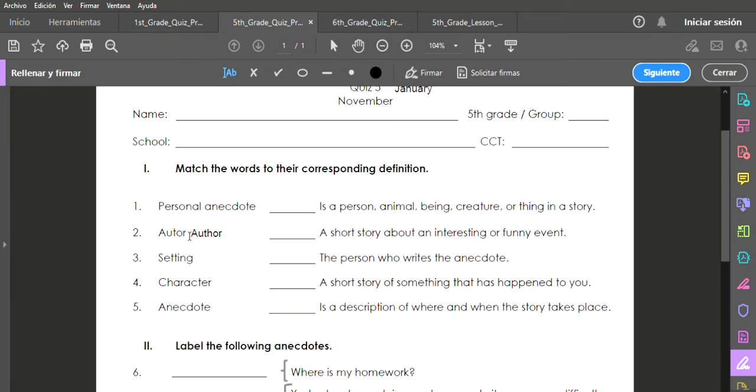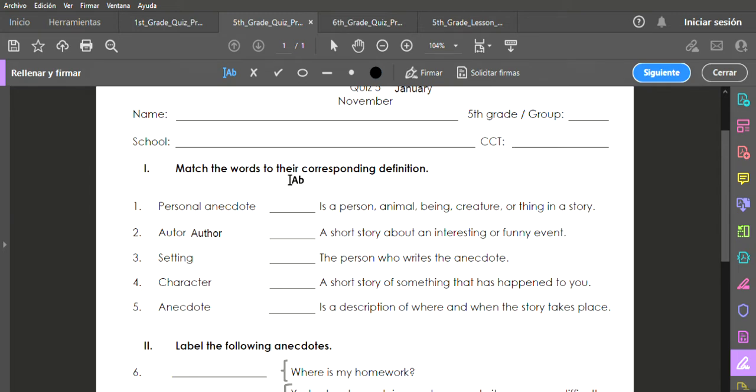Anécdota personal. Number 2, author. Autor. Number 3, setting. Escenario. Number 4, character. Personaje. And number 5, anecdote.